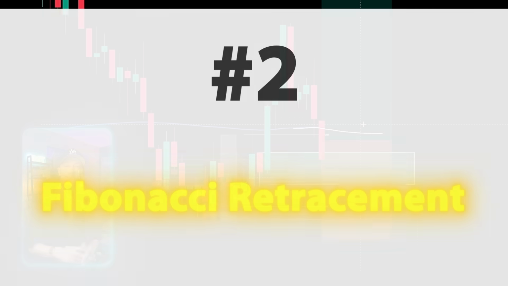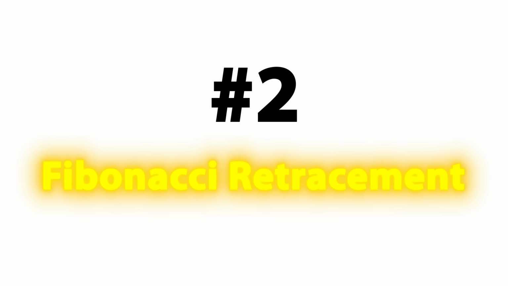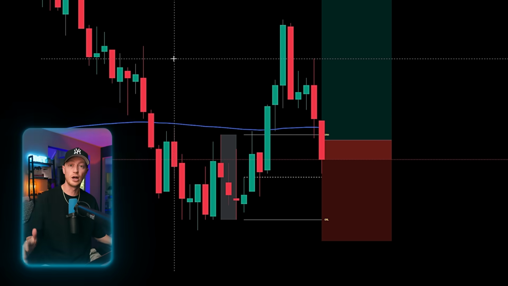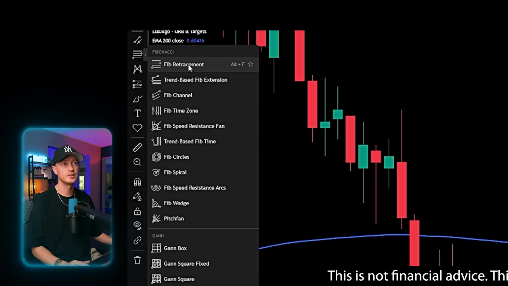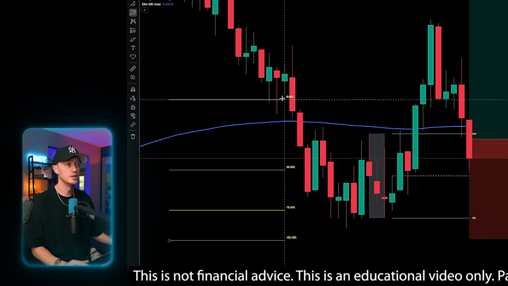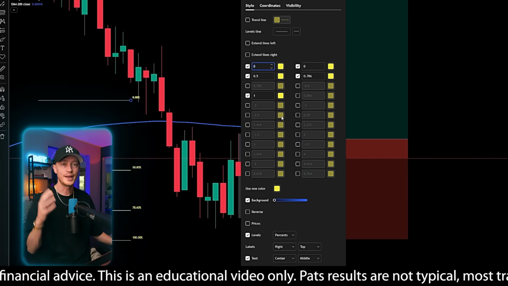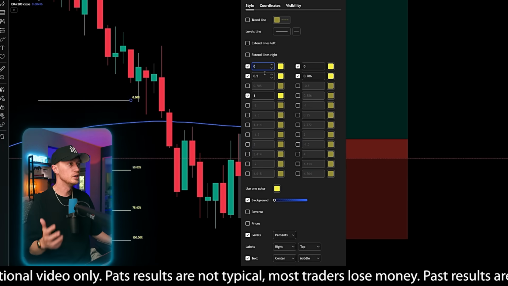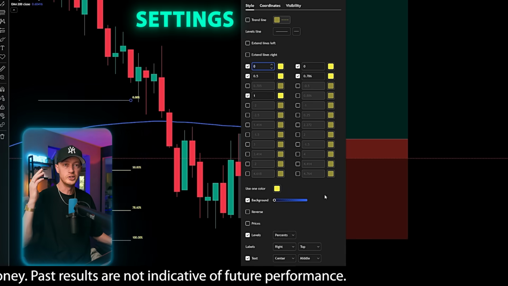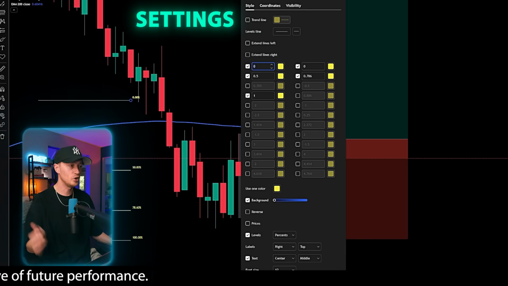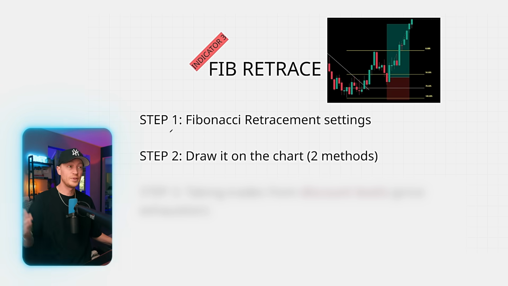Now let's go to indicator number 2, Fibonacci retracement. This next tool is going to help you buy low and sell high. So just come over to the left-hand side right here and click on Fibonacci retracement. You could throw that on your chart anywhere, and then here are the settings you want to use: 0, 0.5, 1, 0, 0.786. You can pause this and copy this all you like. Very, very nice. So that's step 1. You got my Fibonacci retracement settings.